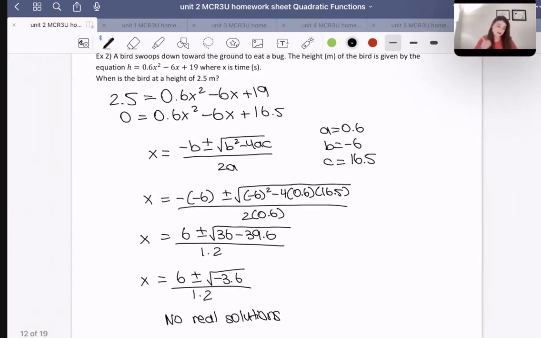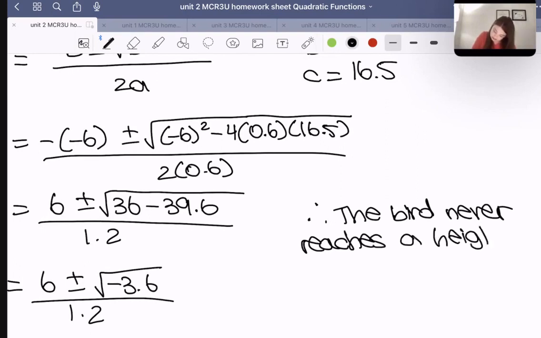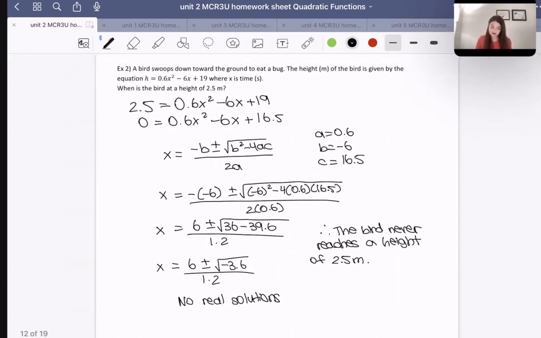So here it asks, what times for x is the bird at a height of 2.5 meters. Because there's no real solutions, what that means to us in the context of this bird is that there are no possible times when the bird is at 2.5 meters. Or in other words, the bird never reaches a height of 2.5 meters. So I'm going to write that. I'm going to say, therefore, the bird never reaches a height of 2.5 meters, right? This never happens because if it did, we would be able to find a solution here.